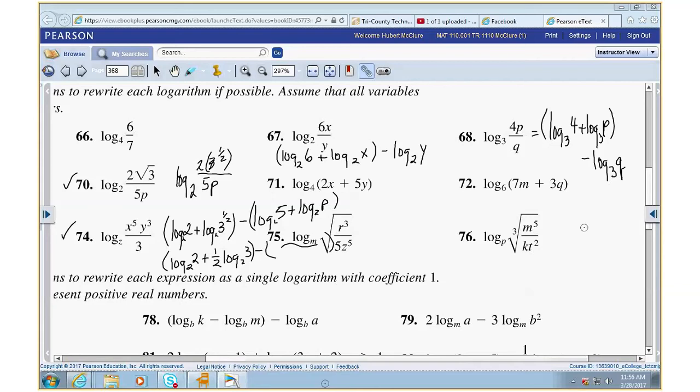What does it say when your base is equal to the y? What do you get? 1. So, which one changes to 1? 1 plus 1/2 log base 2 of 3 minus whatever the rest of it is. So you see, sometimes the logarithms can get you.